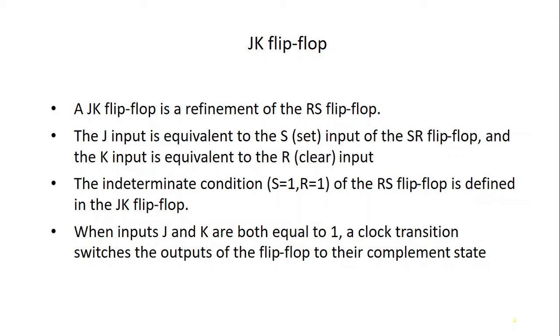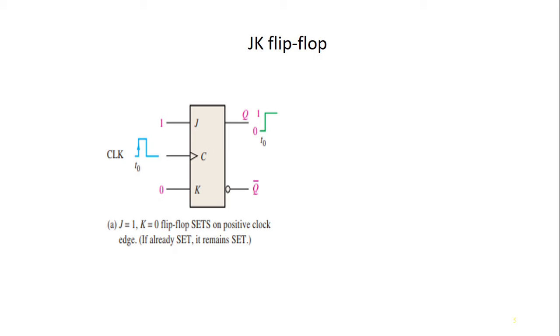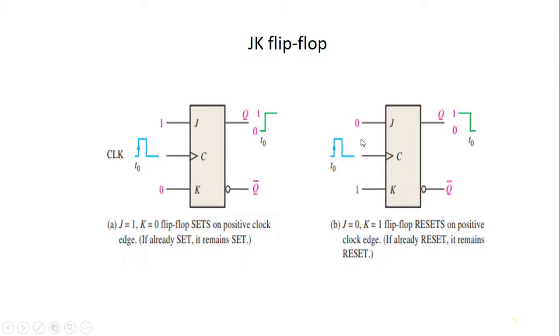This is the basic operation of the positive edge triggered flip-flop. If J is 1 and K is 0 on the positive edge of a clock pulse, the flip-flop sets, and if it is already set, it remains set. For the next condition, when J is equal to 0 and K is 1, on the positive edge of the clock, the flip-flop resets, and if it is already reset, it remains reset.